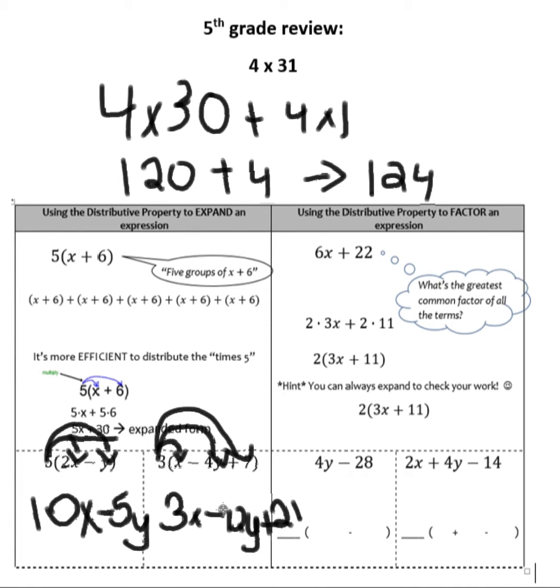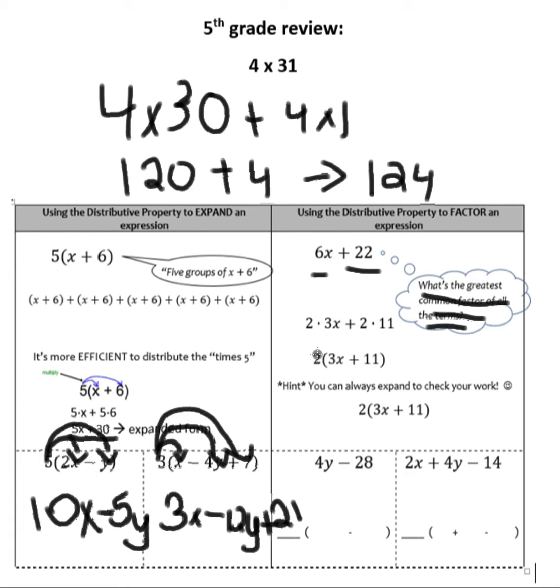That's the first way that we do the distributive property, expanding an expression. You can also use the distributive property to factor an expression. So I have 6x plus 22. I look at my two terms, 6x plus 22. I say to myself, what is the greatest common factor of all the terms? So I have 6x and 22. My greatest common factor would be 2, because I can do 2 times 3x plus 2 times 11. So you factor out a 2. That means you take the 2 out of the expression.